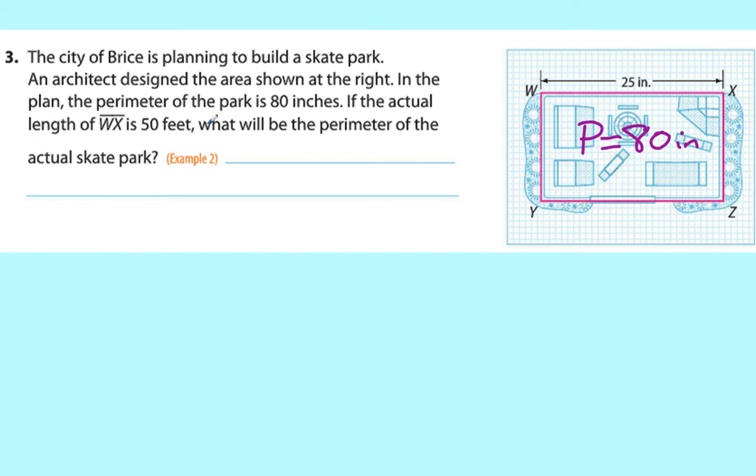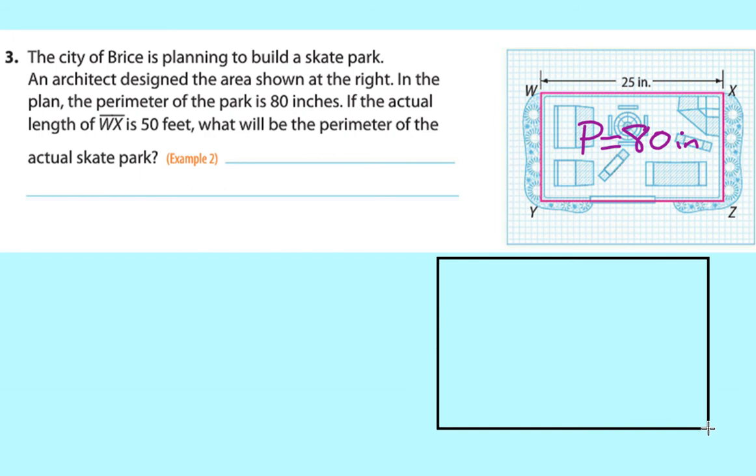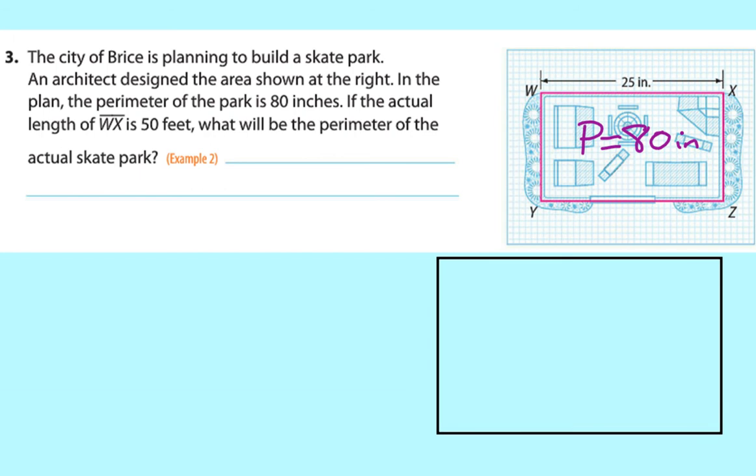Alright. Now we know the actual length of the park. So there's going to be another park here, so we can draw ourselves a second, bigger rectangle. And that length of WX, which is this top length here, is going to be 50 feet. Okay. And we want to know what is the perimeter of the actual park. So we want to know the perimeter of this bigger rectangle. Okay, so let's see, where should we start? Let's talk about the perimeter of this guy here. So we know that if this top length is 25 and it's a rectangle, that means this down here has to be 25 as well.